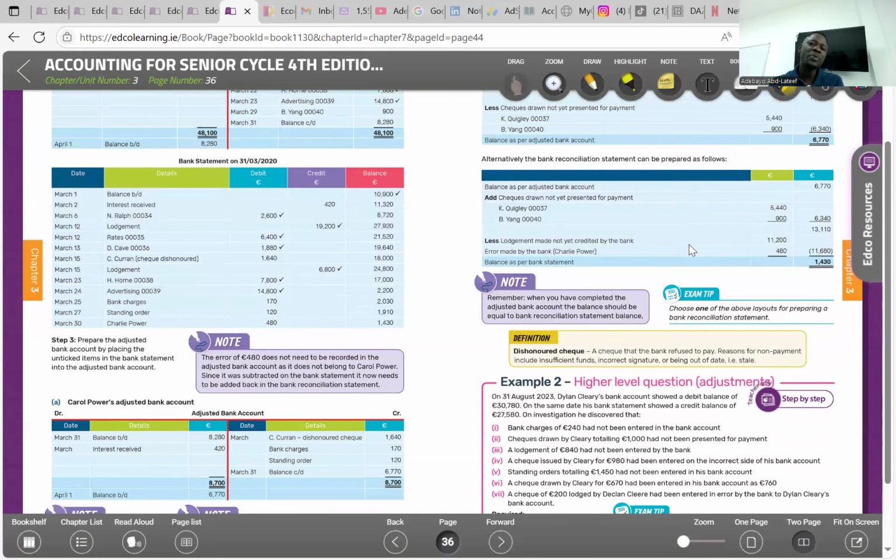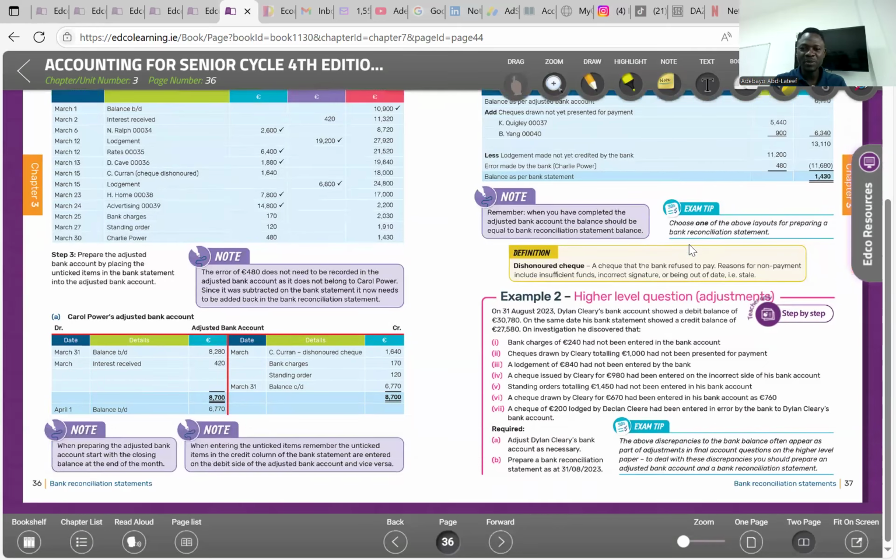And whenever you are preparing your adjusted bank account, items on the credit side of your bank statement will be on the debit side of your adjusted bank account. Items on the debit side of your bank statement will be on the credit side of your adjusted bank account. Then as soon as that is done, your final answer should give you the same as your bank reconciliation statement, which is the balance as per adjusted bank, which should be the same as your bank reconciliation statement. So this is how to prepare a bank reconciliation statement.